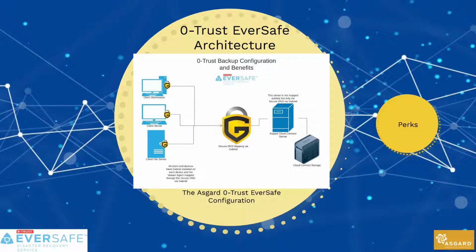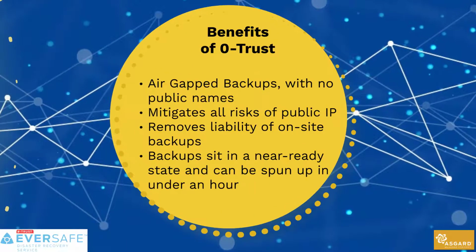And several perks come along with this as well. Your backups are air-gapped with no public names. So not only are your backups air-gapped and removed from your environment with no real connection to them, but the connection is through non-public names so that you can't even follow a trail to them. This mitigates all risks of public IPs. All the risks of DDoSing go away because we're using secure DNS names. This removes the liability of those on-site backups. So now ransomware won't be able to find your Veeam extension files locally.